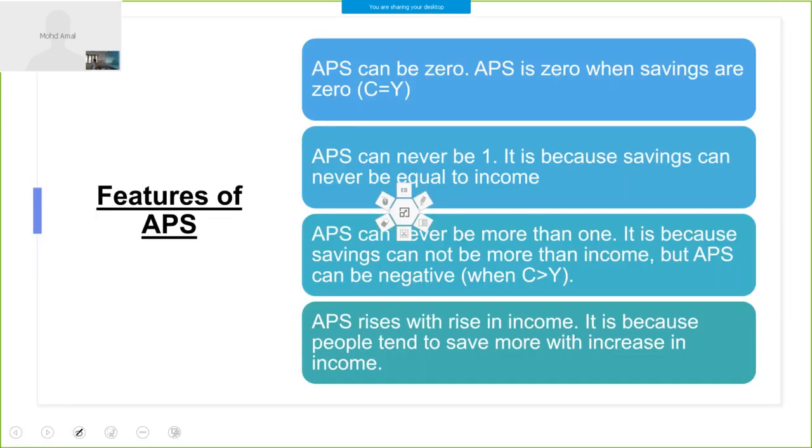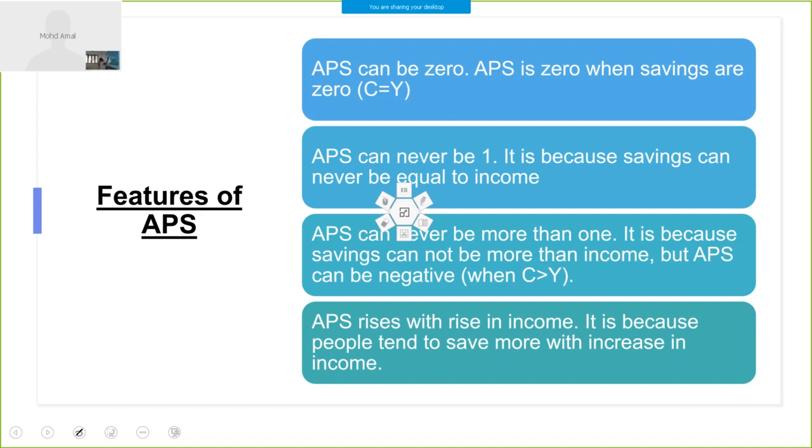Okay, what are the features of APS? You should note it down. APS, average propensity to save. APS can be 0. When can APS be 0? APS is 0 when savings are 0. That means at the break-even point, APS can be 0. The first feature is APS can be 0 at the break-even point.